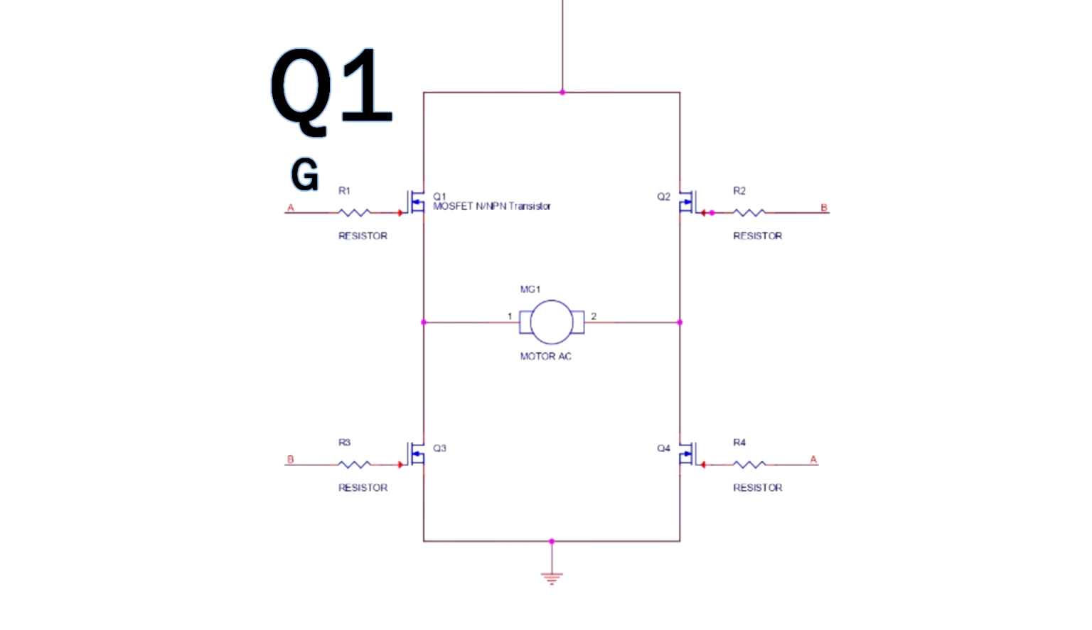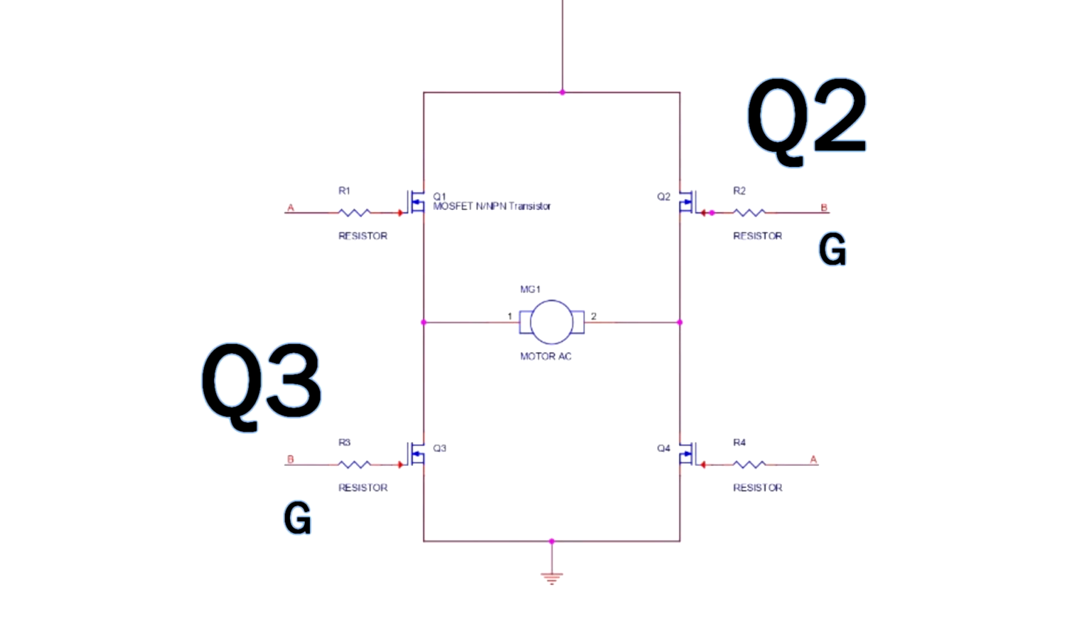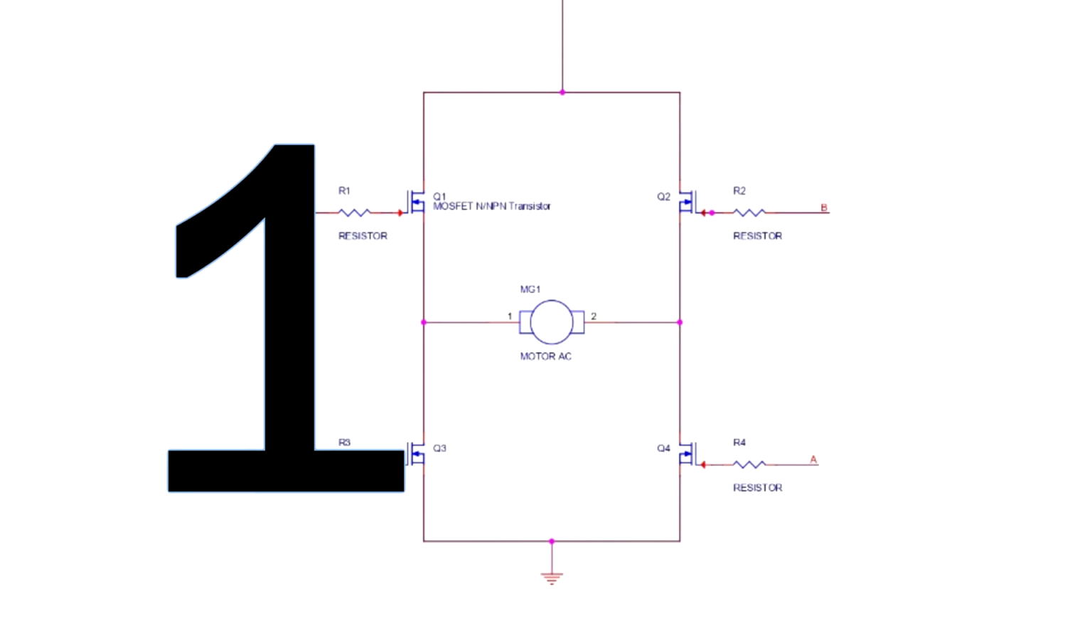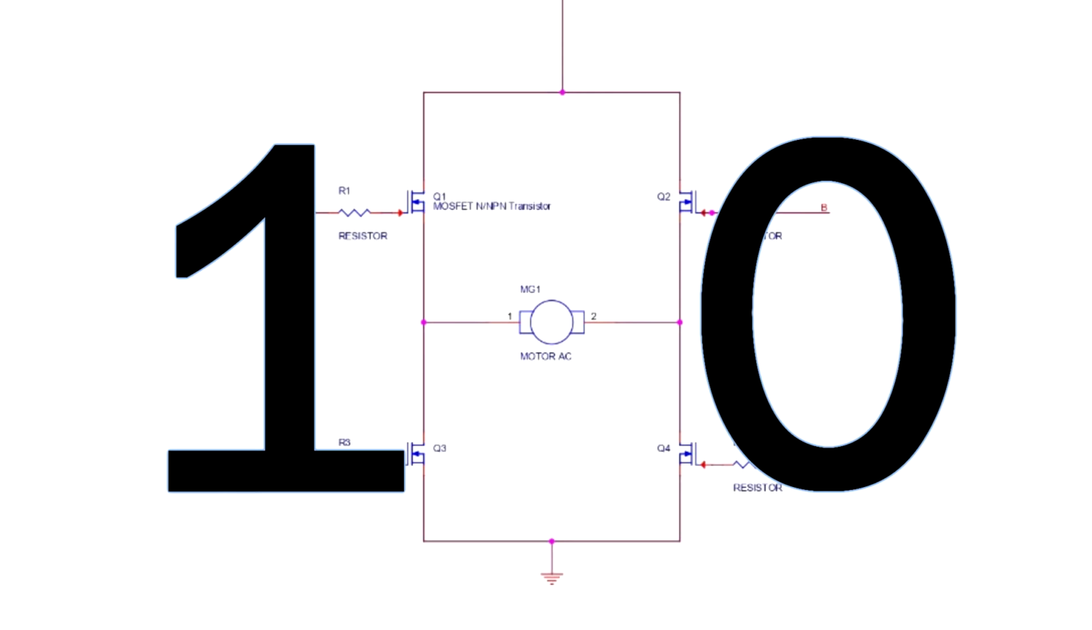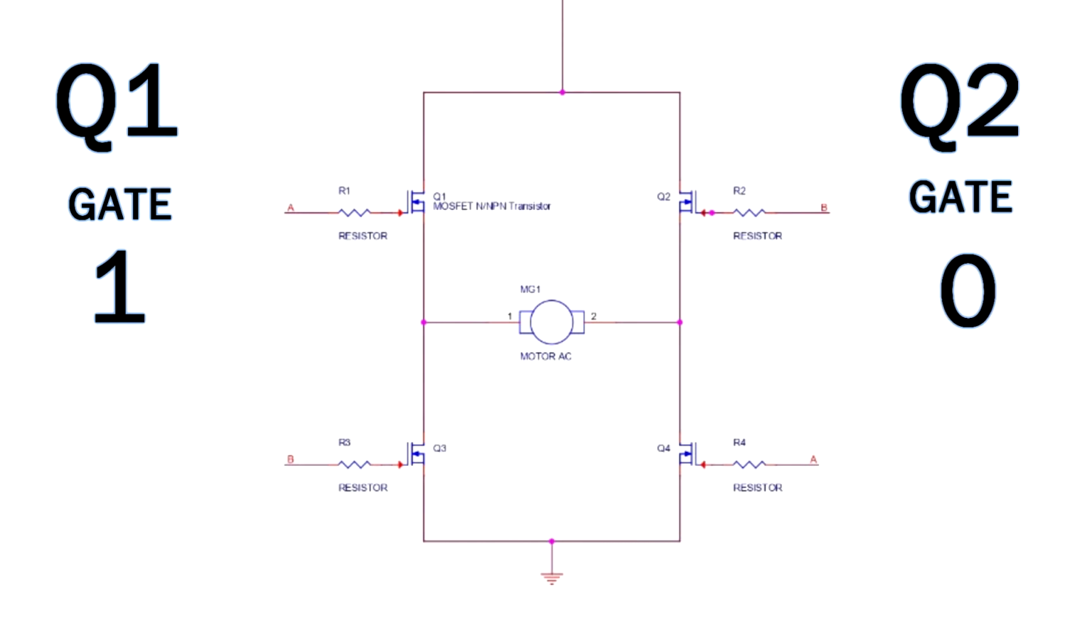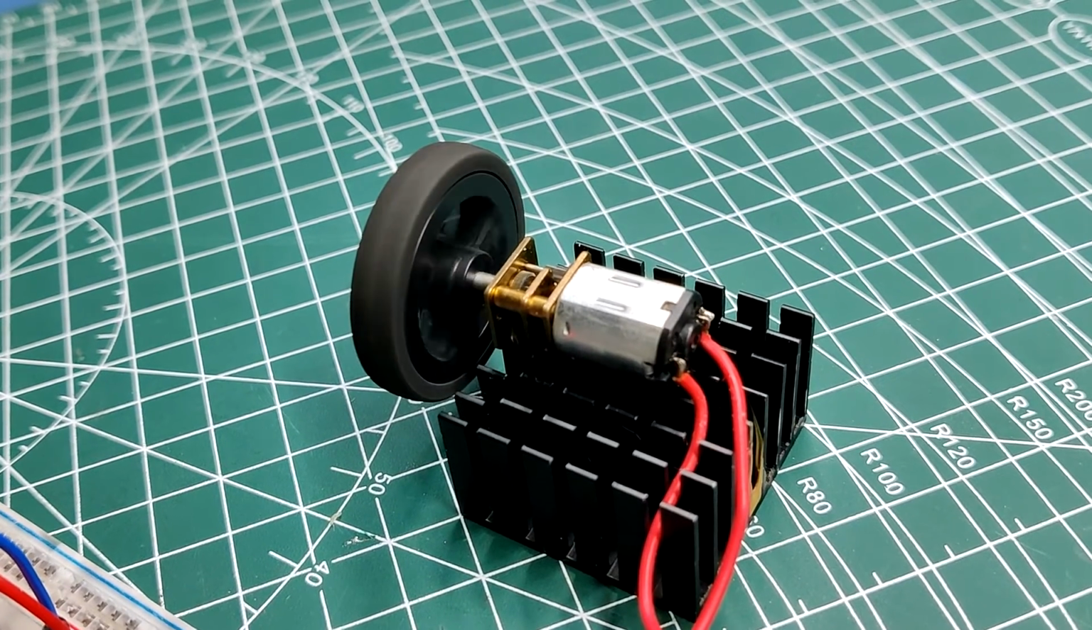Gate of Q1 and Q4 are connected together and the gate of Q2 and Q3 are connected together. If we apply a signal to Q1, Q4 will also get activated, and if the signal is applied to Q2, Q3 will get activated. 1 and 0 will be denoted for high and low. We set gate of Q1 to 1 and Q2 to 0. This turns the motor in one direction.